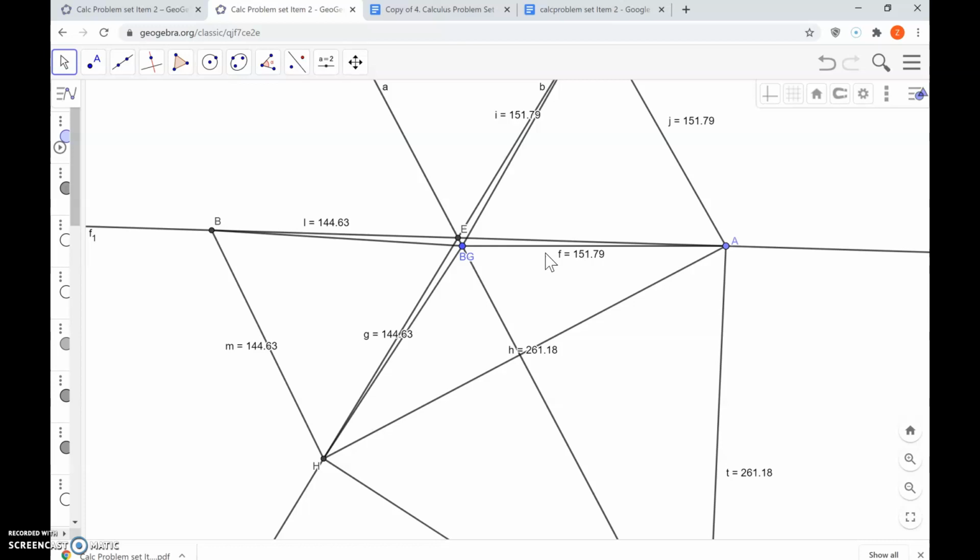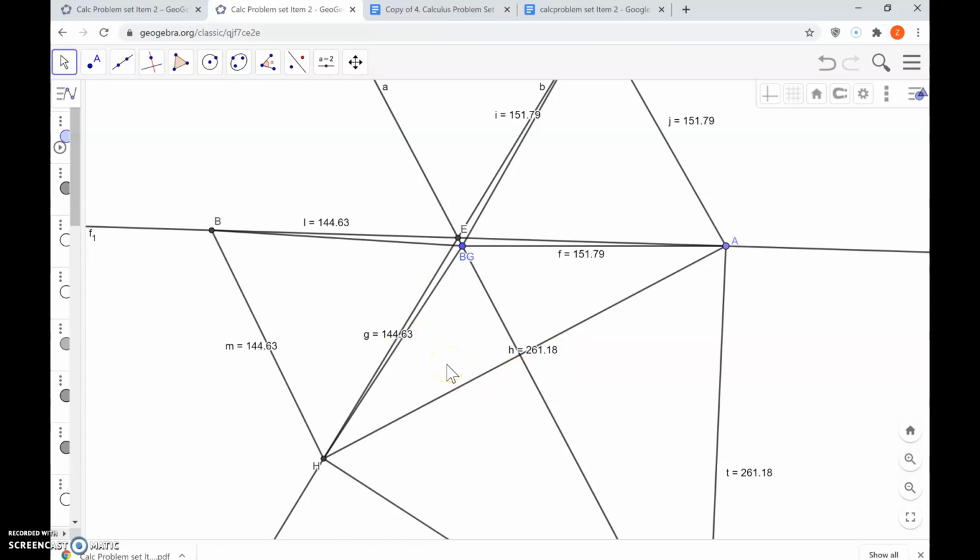Went online, found the straight distance between each. So the distance between Hamilton and BG in a straight line is 144.63. And a straight line between BG and Ashtabula is 155.79. And then in between Hamilton and Ashtabula is 261.18. Each of these are miles.